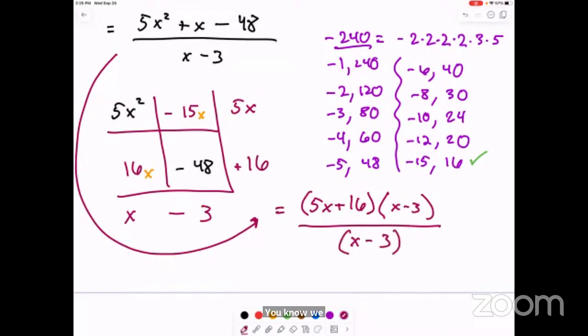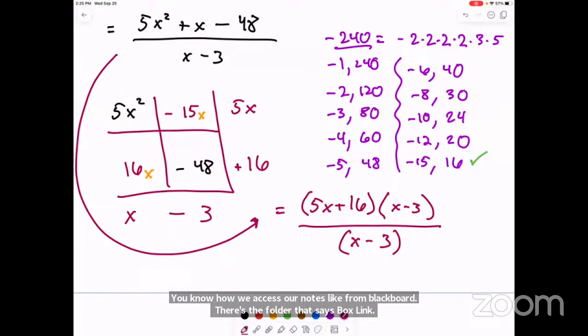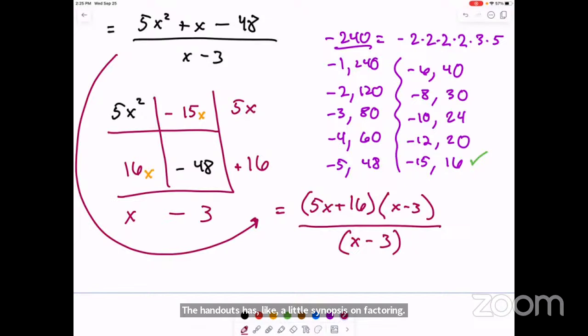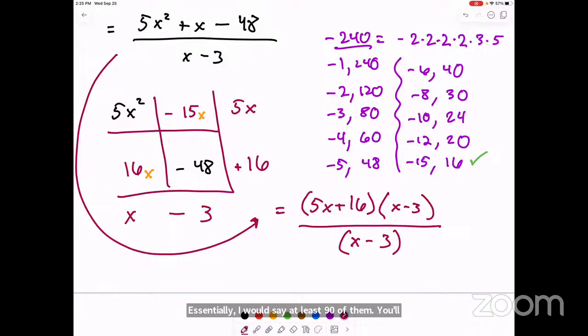If anybody wants more practice on factoring, when you access our notes from Blackboard, there's the folder that says box link. Inside that link, instead of clicking on the notes folder, you're going to see a folder that says handouts. That has a little synopsis on factoring. Basically at least 90% of the scenarios you'll come across in our course you'll find in that chapter. There might be a few surprises, but it'll be minimal.